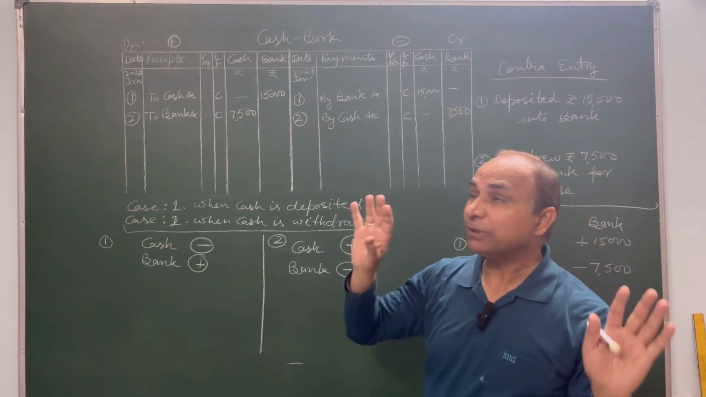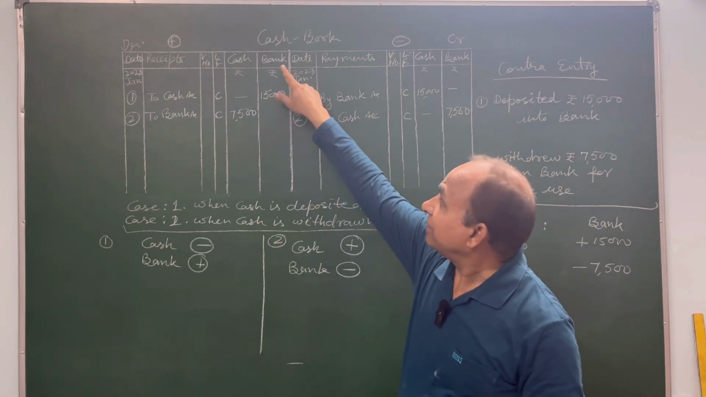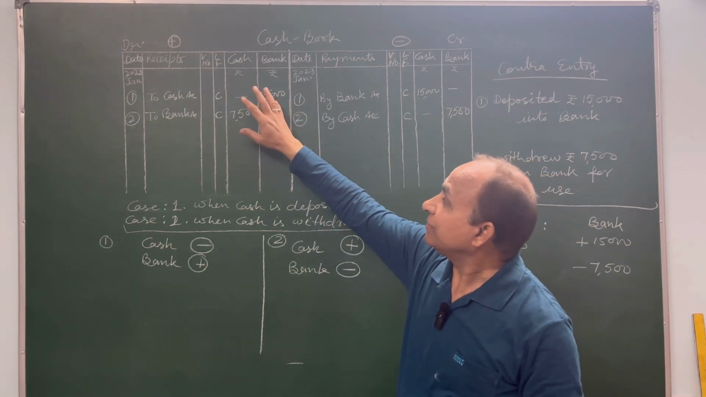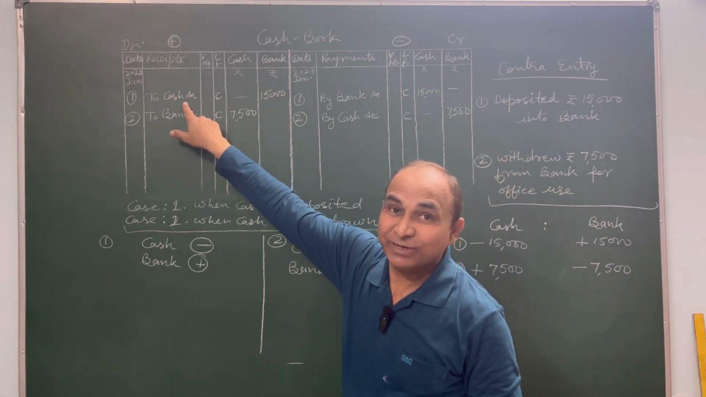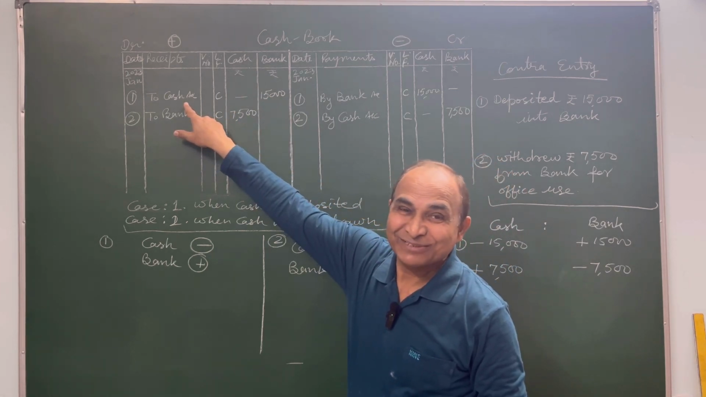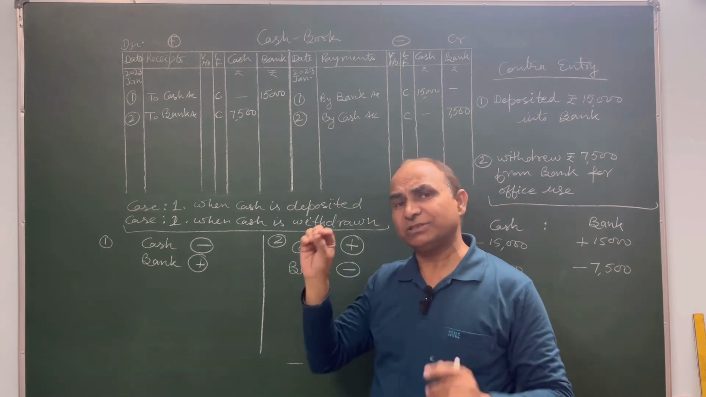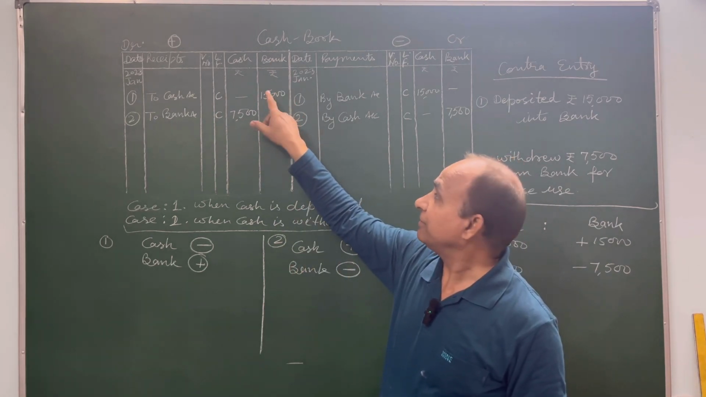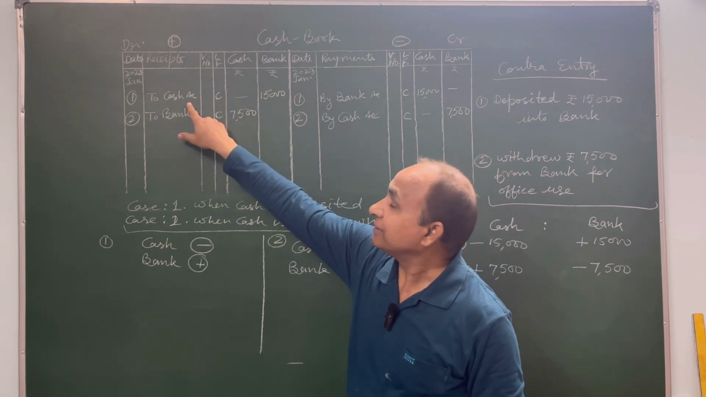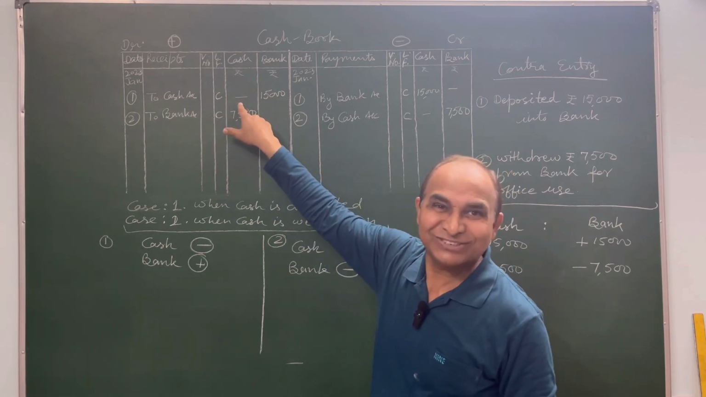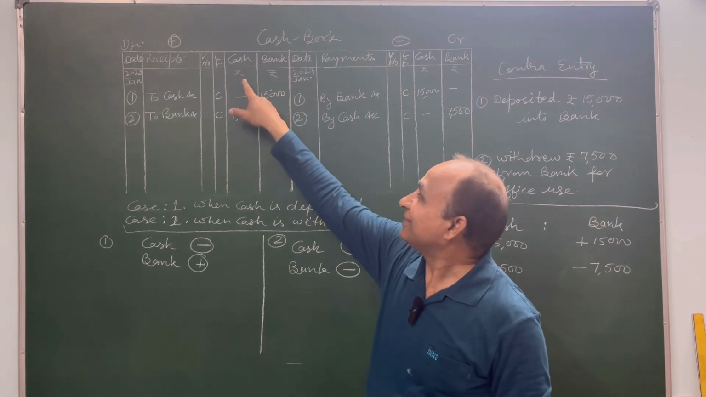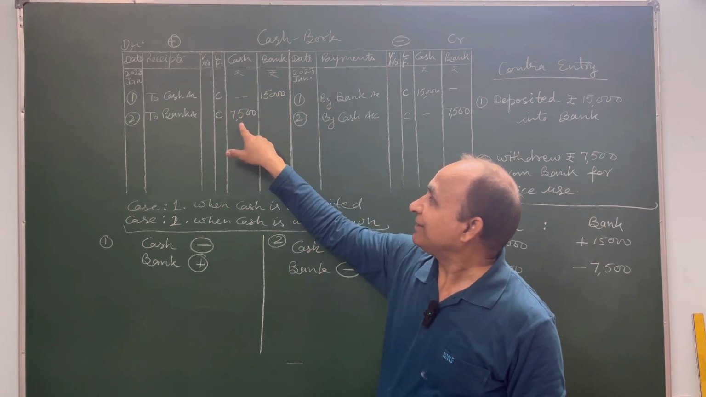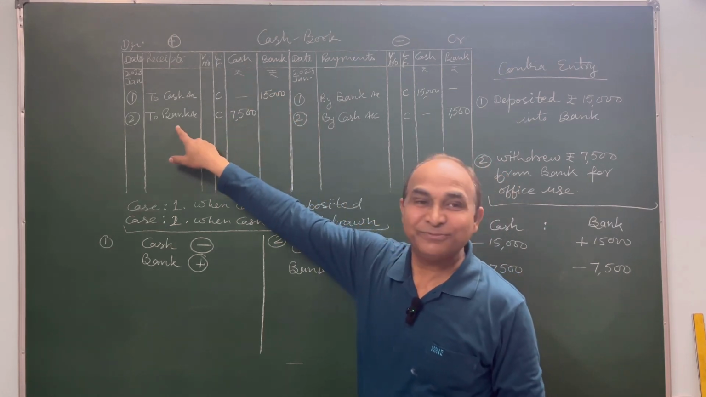I tell you the simple way. When you record an amount in the bank column, you have to write here to cash. You cannot write here to bank, because most of the students make mistake in that. When you record an amount in bank column, you have to write here to cash. It means name of the neighbor is to be mentioned. When you record the amount in cash column, who is neighbor? Bank. You write here to bank.